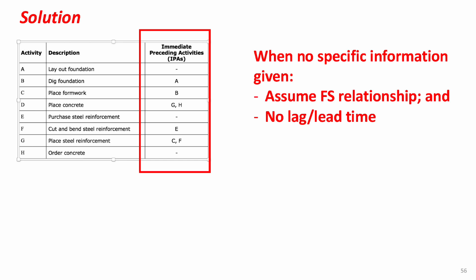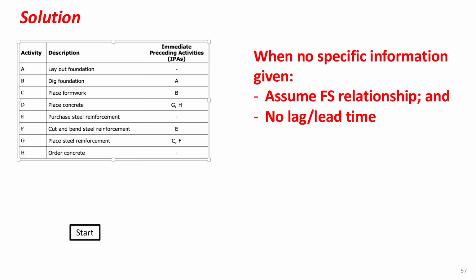As you learned in the previous video, there are 4 types of logic relationships between activities: finish to start, start to start, finish to finish, start to finish. To draw a precedence diagram, you need to know the type of relationship and any lag or lead time. Since this information is not clarified in this example, let's assume that all IPA relationships given in the last column are finish to start with no lag or lead time. Alright, let's get started.